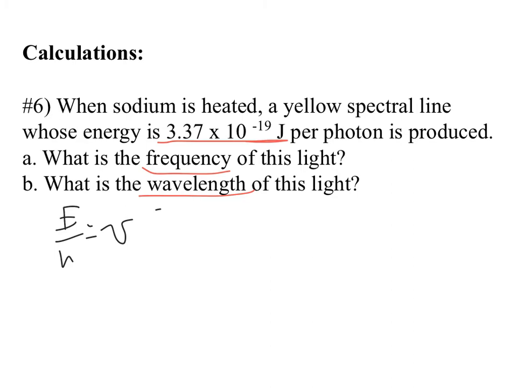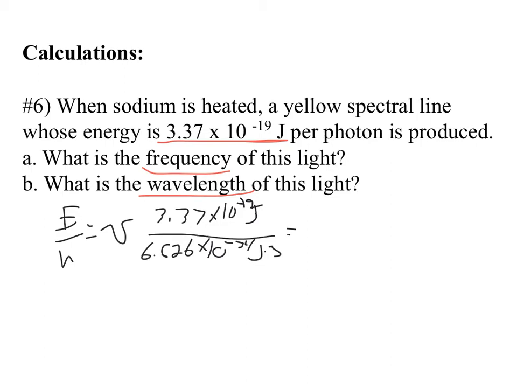So the energy is 3.37 times 10 to the negative 19th joules. And then that's divided by Planck's constant, 6.626 times 10 to the negative 34th joule seconds, and that gives us a frequency of 5.09 times 10 to the 14th hertz.